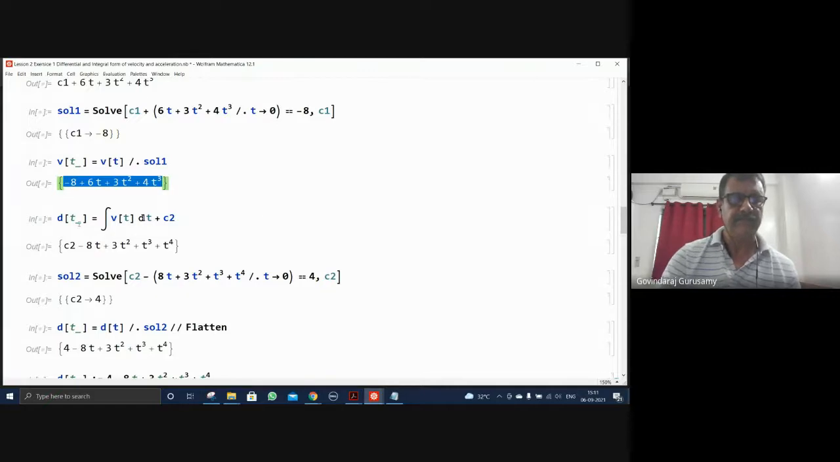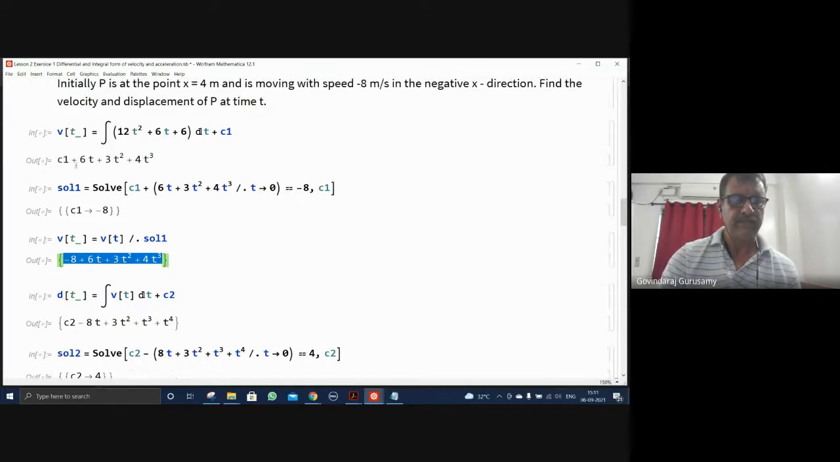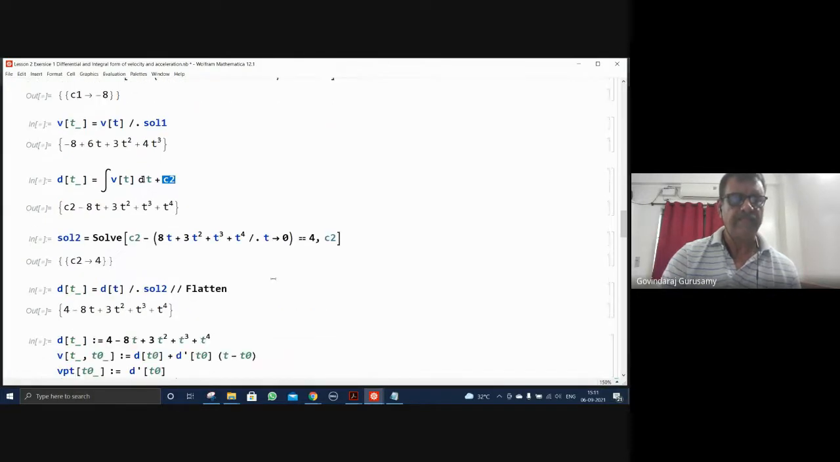Similarly, take the velocity term, integrate and introduce the constant. What we mean by that is, I am taking this V of t here, which is already defined, the integral of V of t dt plus a constant C2. Okay, this has been found.